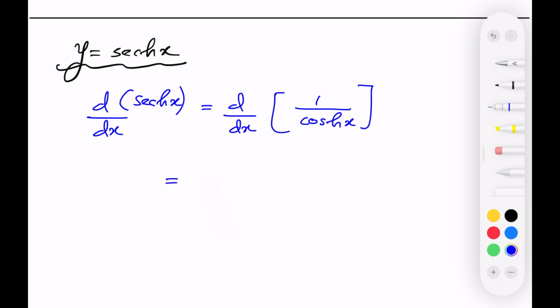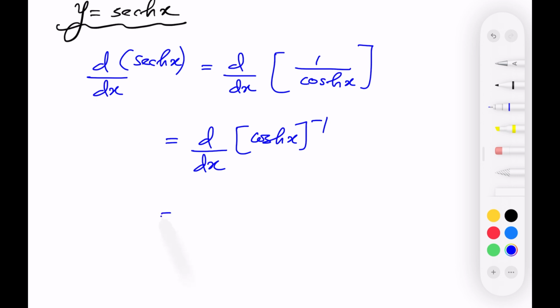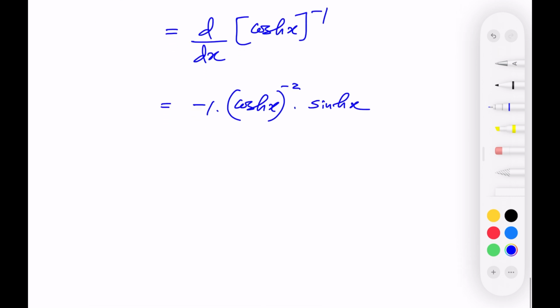And I can see this function as d by dx cosh x raised to the negative first power. Once again, using the power rule, I can differentiate this function as -1 times cosh x raised to the negative second power times the differentiation of cosh x, which is sinh x. Now we can simplify this one some more. This is going to be negative sinh x on the numerator divided by cosh x squared in the denominator.